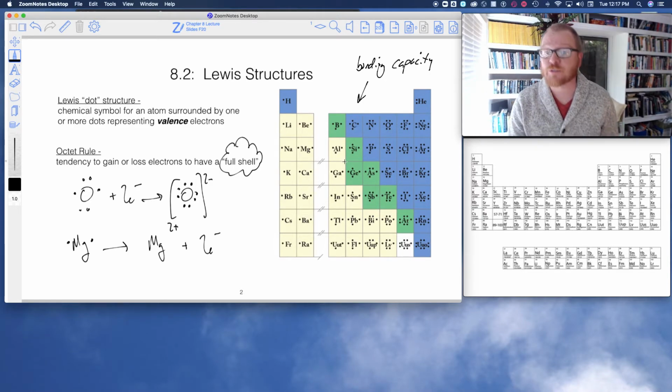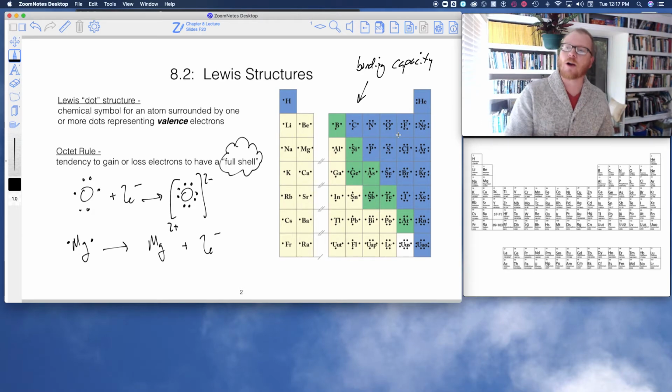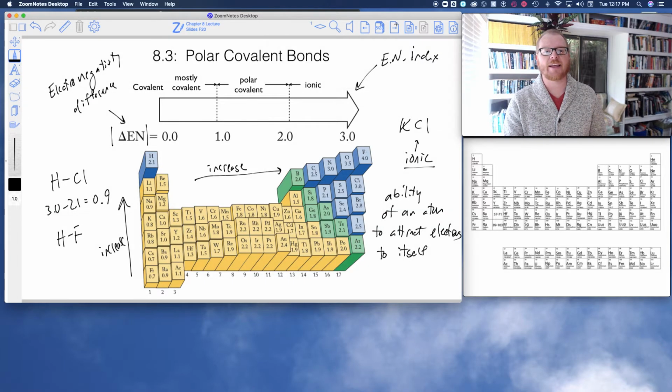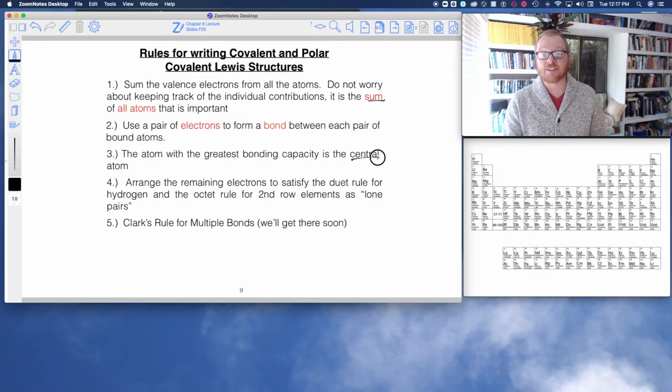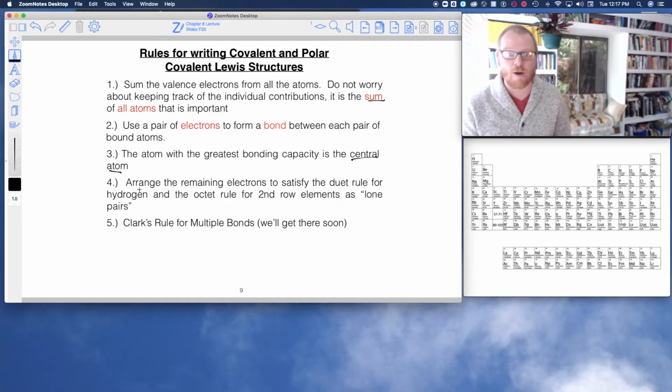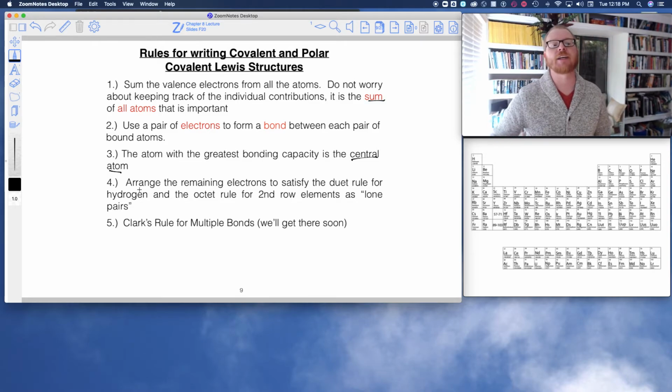So carbon only has 4 valence electrons. It can take 4 more. Fluorine has 7 valence electrons. It can only take 1 more. So carbon has the larger bonding capacity than fluorine, and so that is the atom that's going to be the central atom. Whichever one in the pair, when you're making your molecule with your Lewis structure, the one with the greatest bonding capacity will be the central atom.